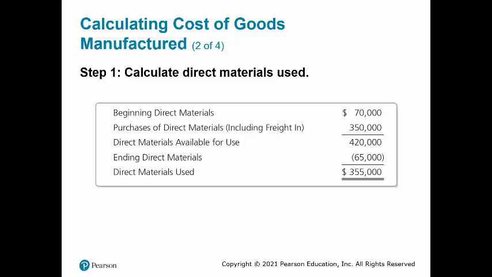So to calculate direct materials used, you take beginning direct materials, add to that any purchases of direct materials including freight in, and that gives you direct materials available for use. From that, we subtract ending direct materials, and that gives us the direct materials that were used during this period. So as shown in this slide, the direct materials used would be $355,000, and that information is needed to calculate the total manufacturing cost incurred during the year.